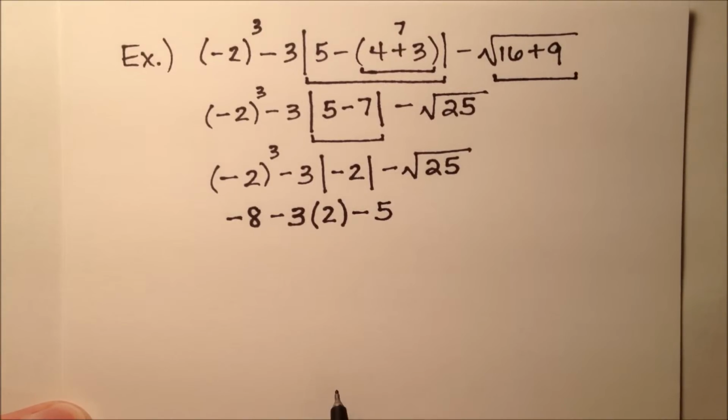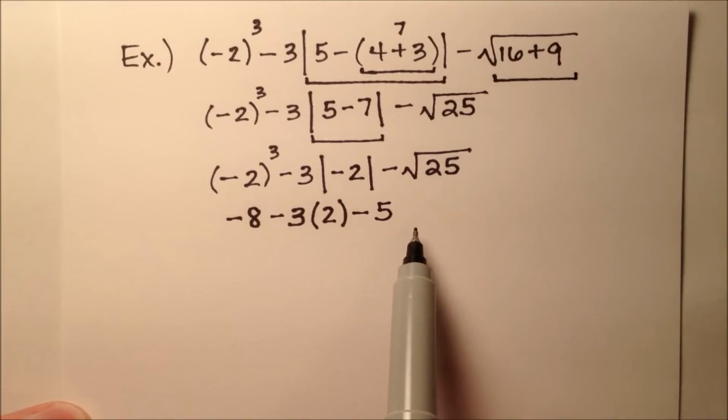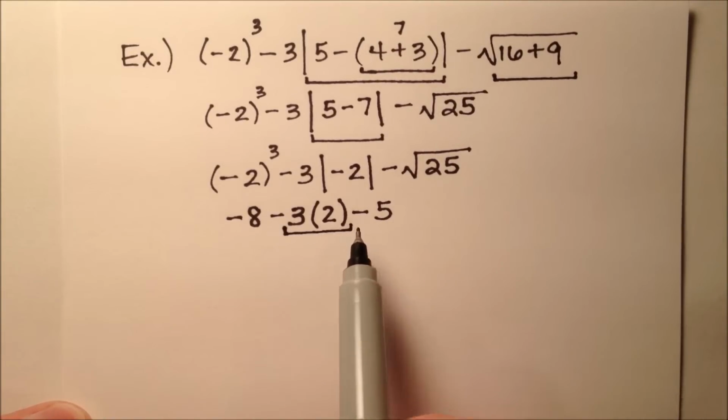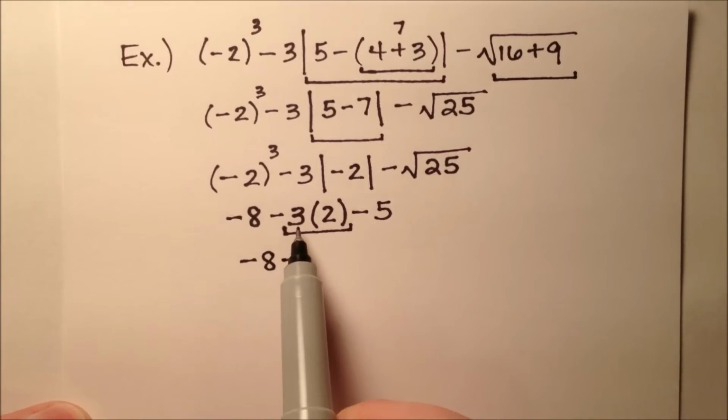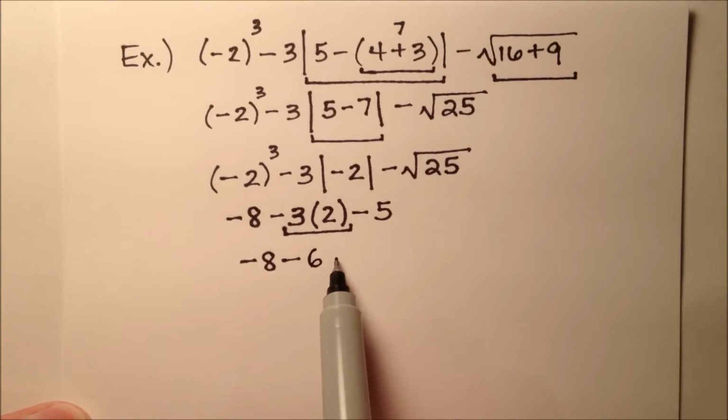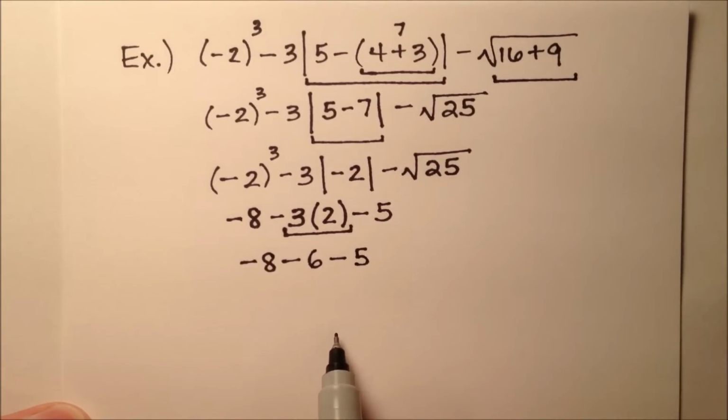So now I have some multiplication to do. Let's do that from left to right. I have this right here, 3 times 2. So I have a minus 8 minus 3 times 2 is 6, and then minus 5.